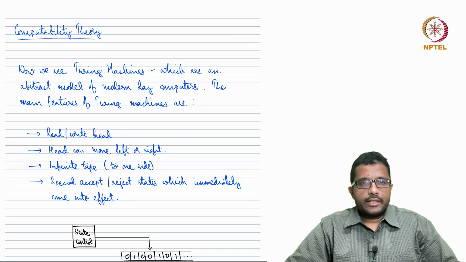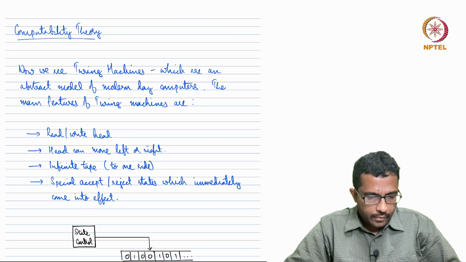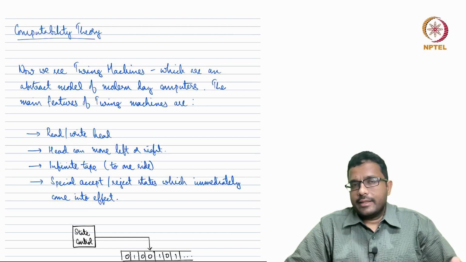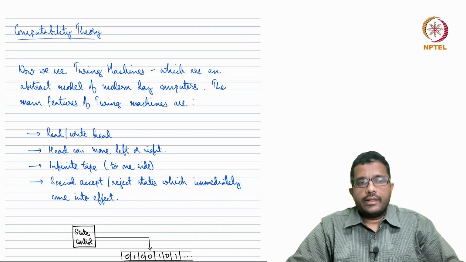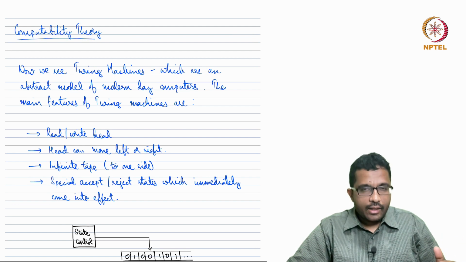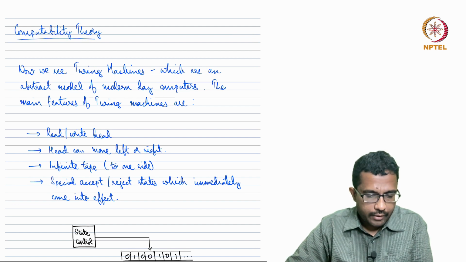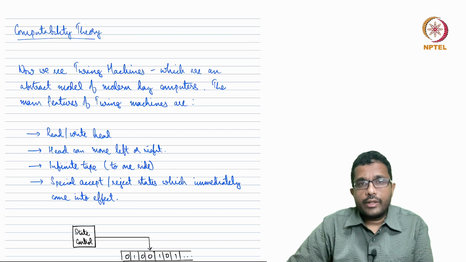Hello and welcome to lecture 27 of the course Theory of Computation. So we completed chapters 1 and 2, which talked about regular languages and context-free languages. In this lecture, we will start with Turing machines.